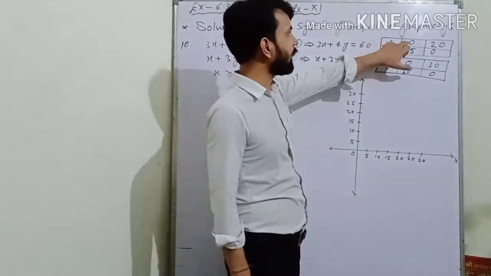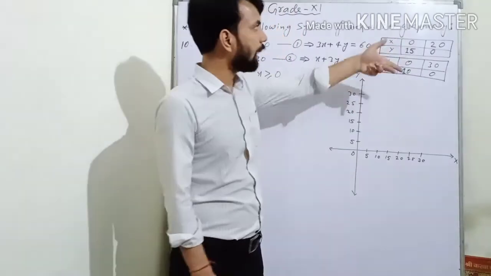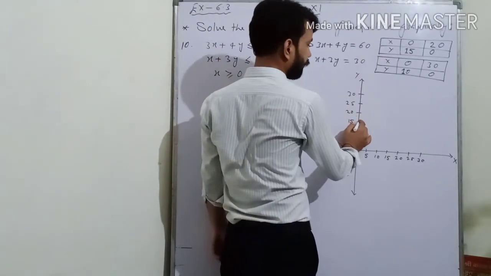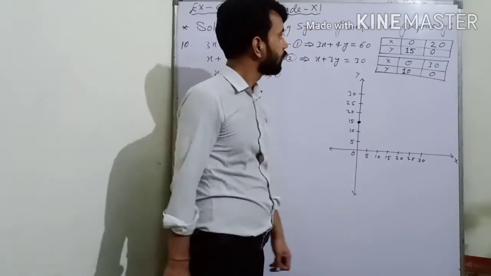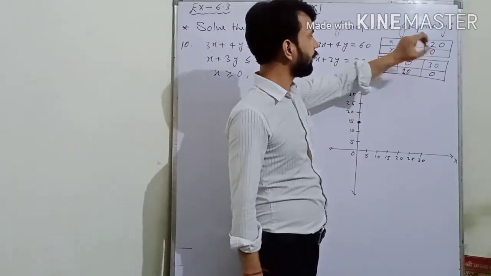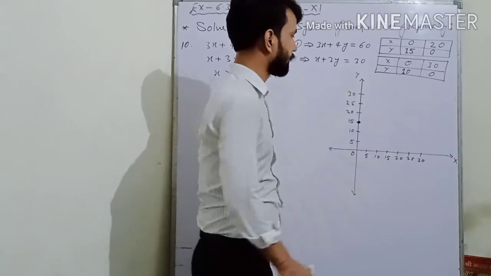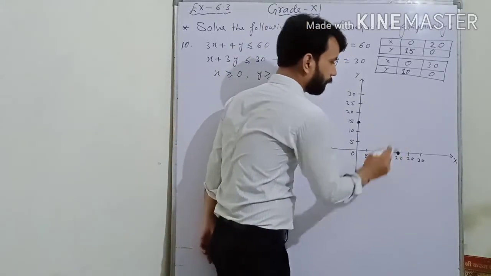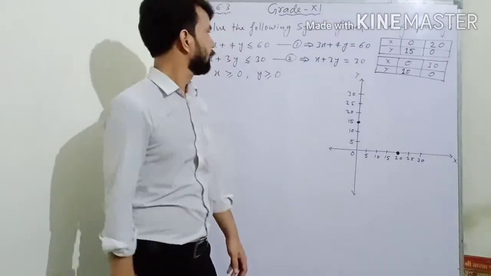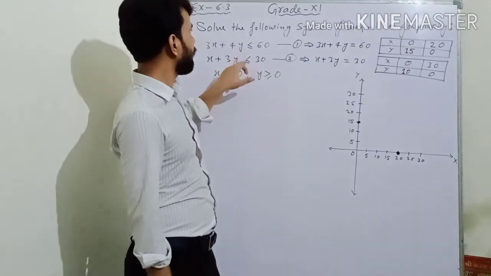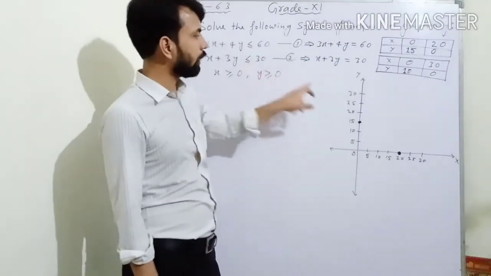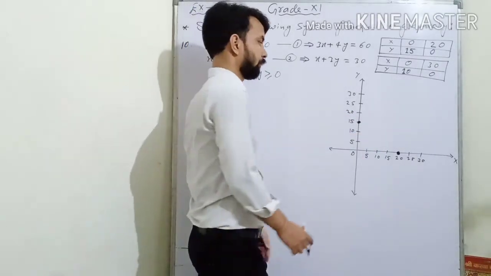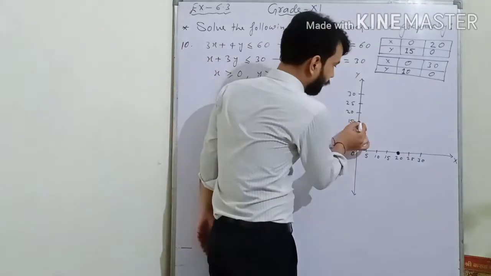Very first point is x0, y15. So this point will lie on the y-axis. x0, y15, this is the point. Second point is x20, y0. This point will lie on the x-axis. So x20, y0 will be here. Clear? All the inequalities have an equal sign there, so we will join all these dots with the help of a regular line. So join them.